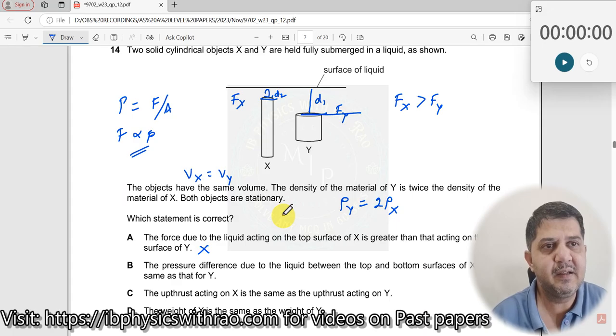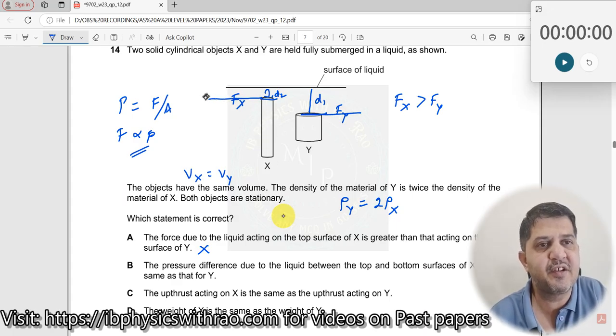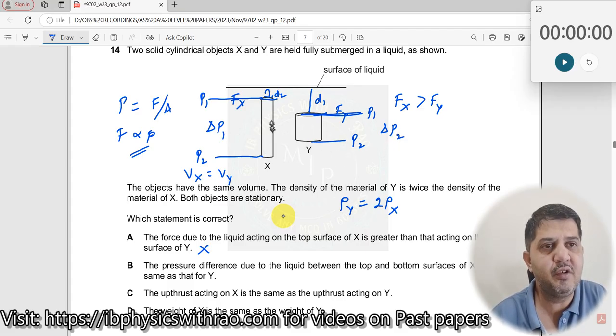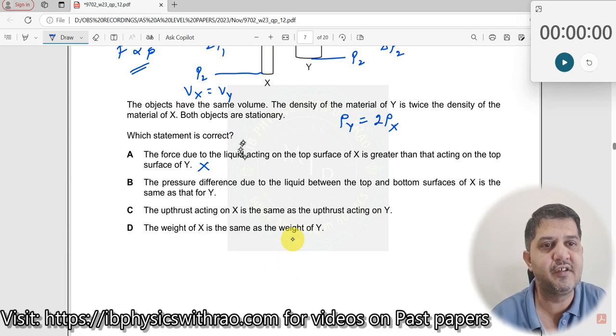Which means what? The pressure difference: you find out what is the pressure P1 here, what is P2 here. Similarly, find out what is the pressure P1 here, what is P2 here. Then you get the value of delta P here, delta P here. He says this delta P is equal to delta P here. Is it real? No. Because it also depends upon the depth, the height to which it is immersed. So what is the length of the object? The length of the object here is larger. So pressure difference will also be larger over here as compared to this one. So definitely this is also incorrect.